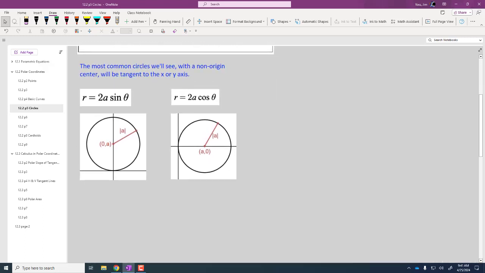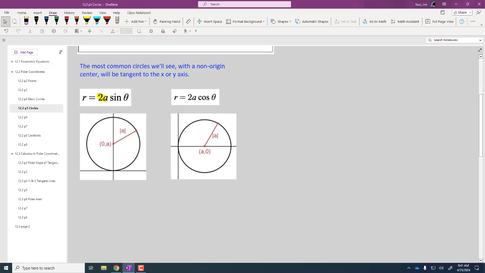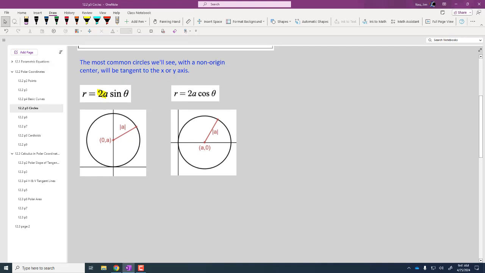So the most common circles that we are going to see are going to have this form. And if we have r equals a constant, 2a is just a constant, times sine, we're going to get tangent to the x-axis at the origin. And if we have r equals a constant, so that part 2a, that's just a constant, times cosine, we're going to get tangent to the origin on the y-axis.